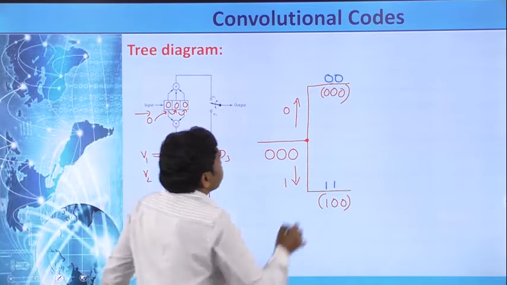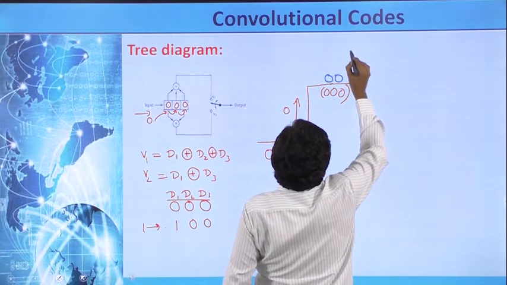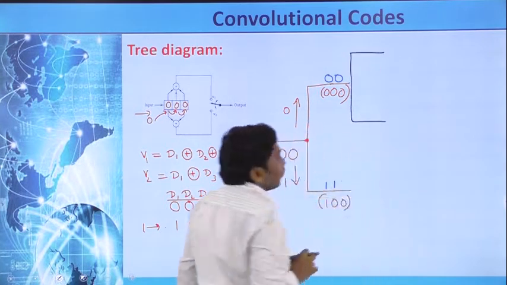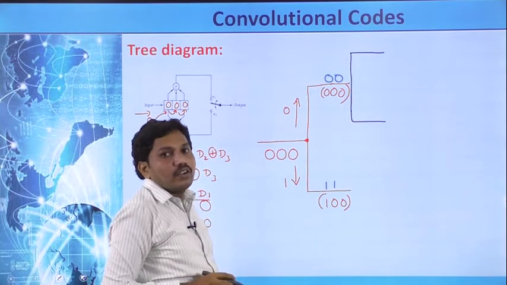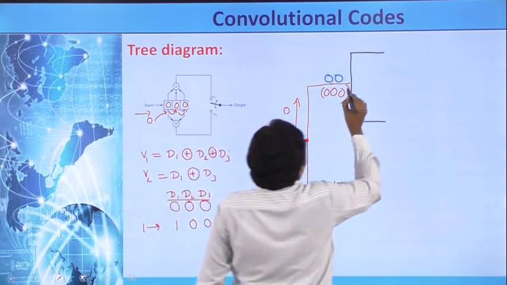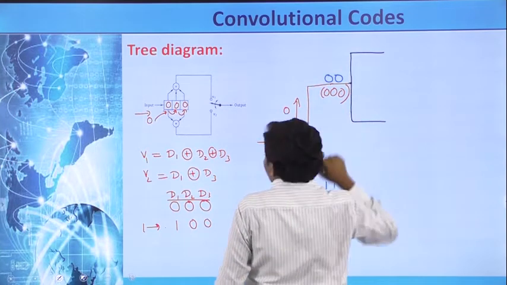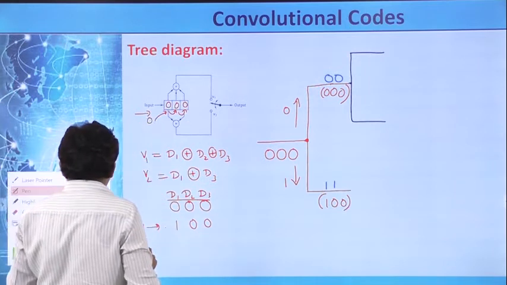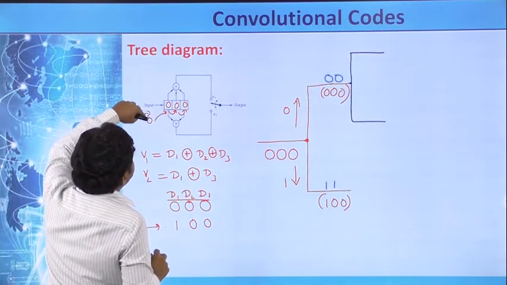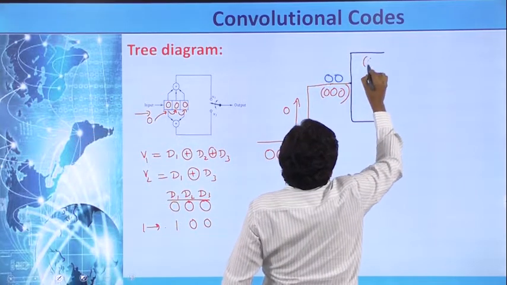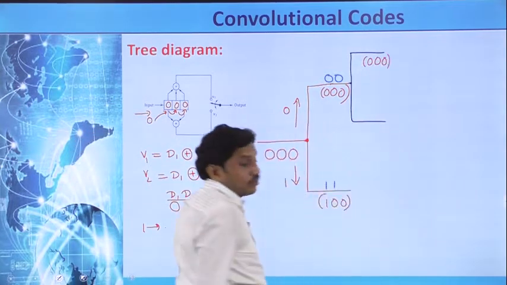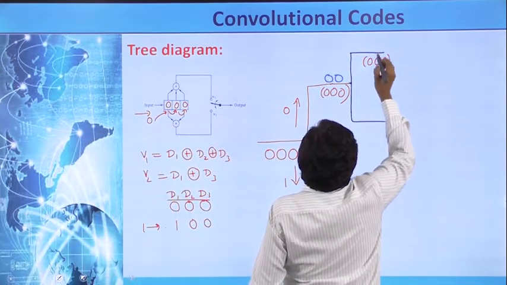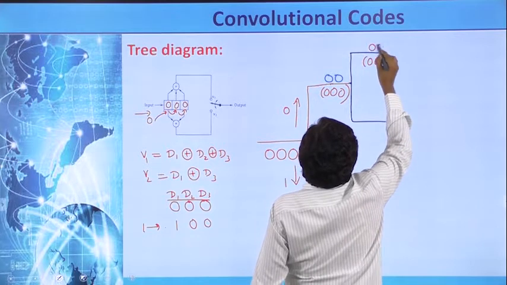Next, come to this node. Once again there are 2 branches from this node. Now the bits in the shift register are all zeros. If you apply 0 as the input, then it will come to 0 0 0. What are the output bits? If the bits in the shift register are 0 0 0, V1 is 0, V2 is also 0.